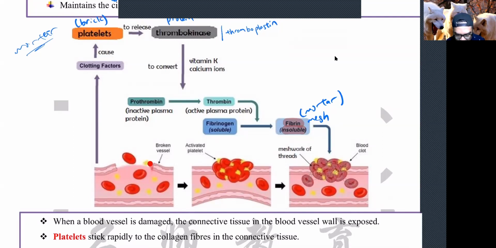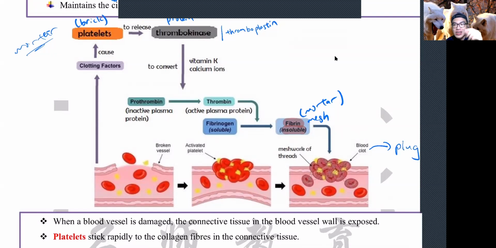Let's say now I have a bleeding site here. All my platelets and my red blood cells will go to this place, and then this fibrin will form a mesh and hold them together. After a while, this blood clot will dry and form something called a scab. Oh sorry, not yet a scab. It will form a plug first.